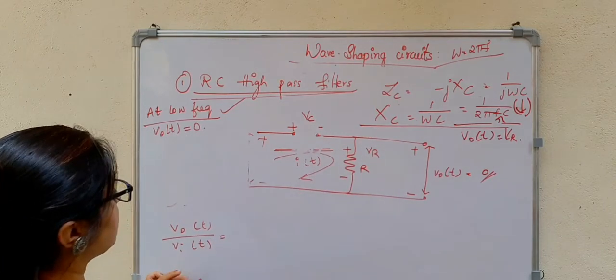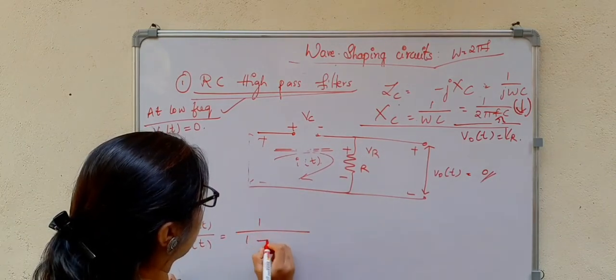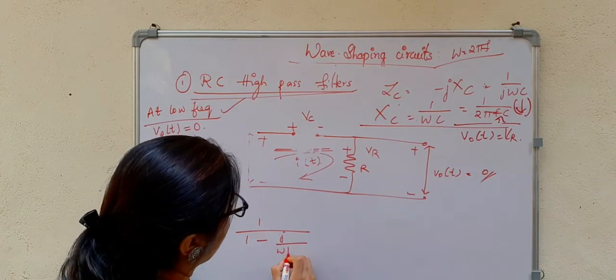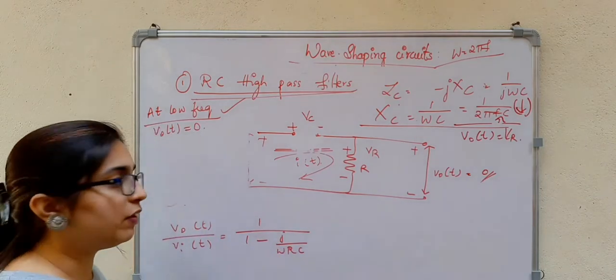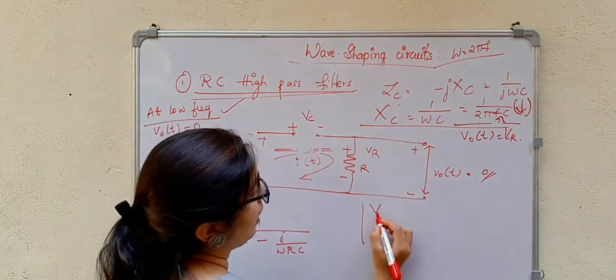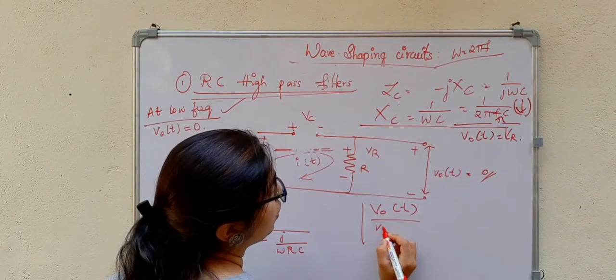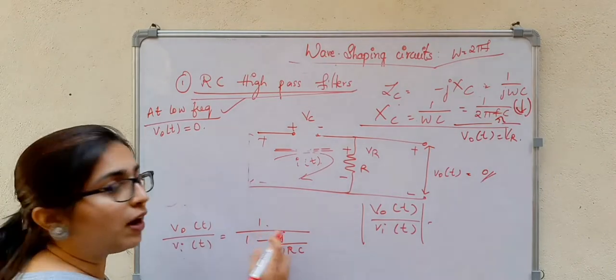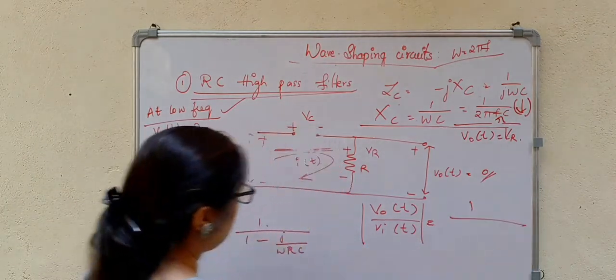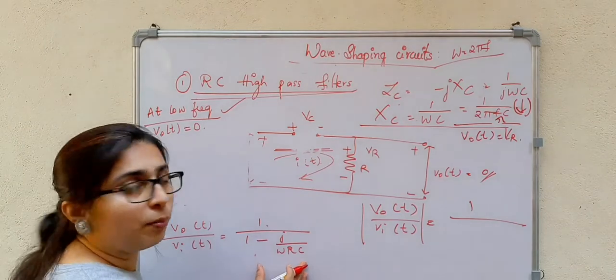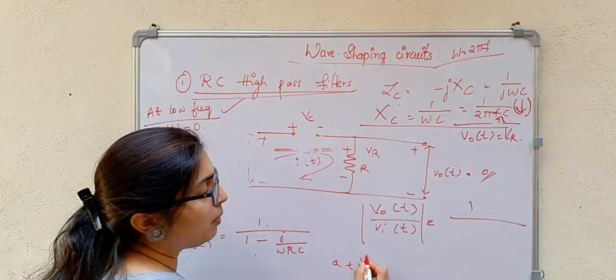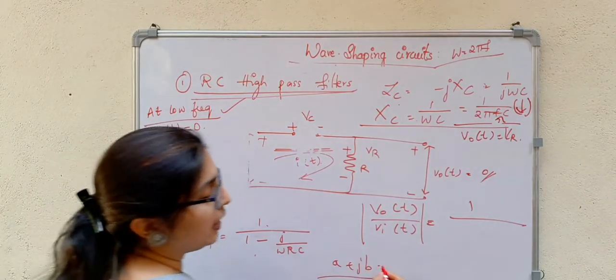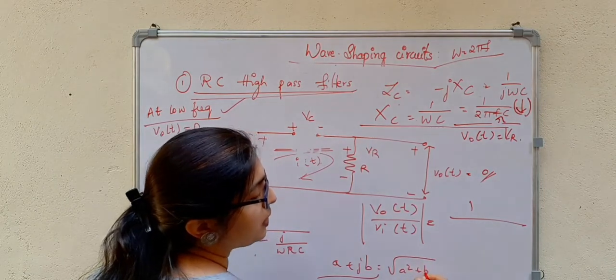So now let us consider this, 1 minus 1 by J divided by omega RC. This was the expression that we got. Now we will consider the magnitude, that is VOT divided by VIT. The upper part is only 1. Then this is the complex form, right? So you know A plus JB, what is the magnitude of this? That will be square root of A square plus B square.